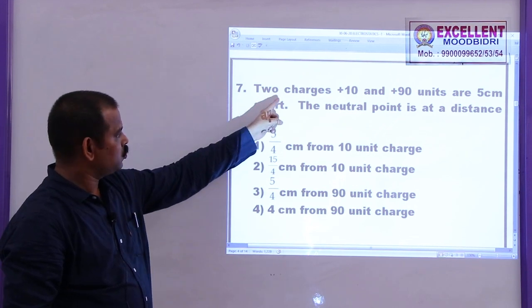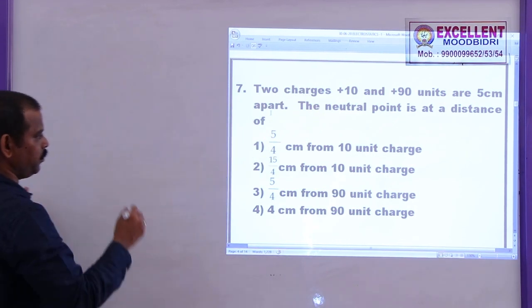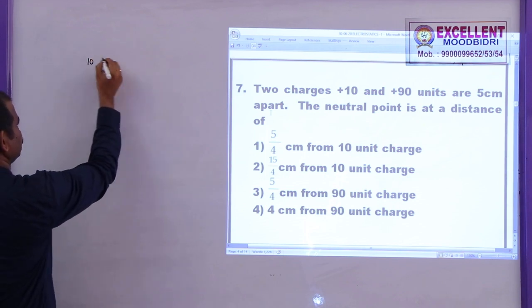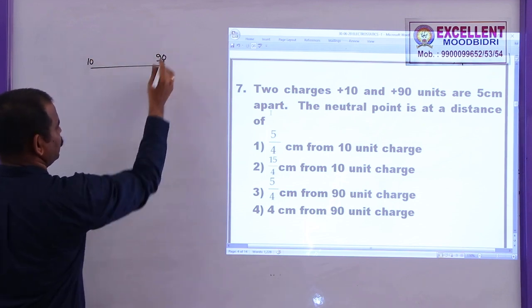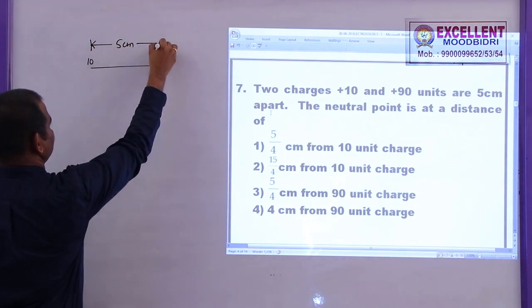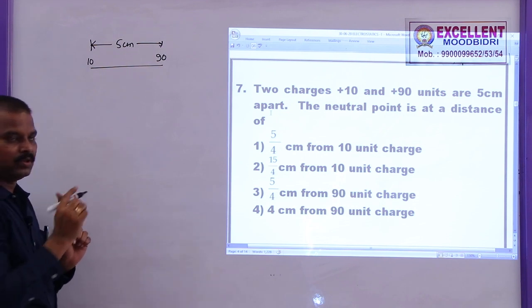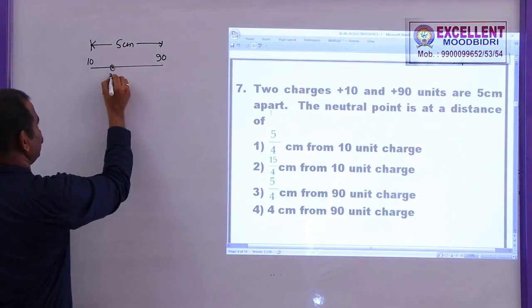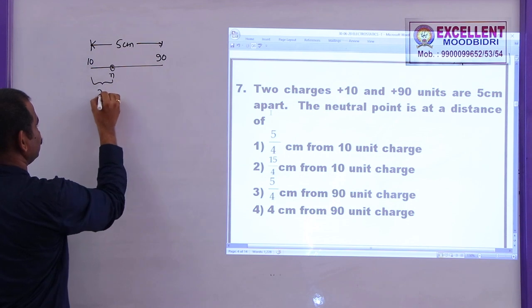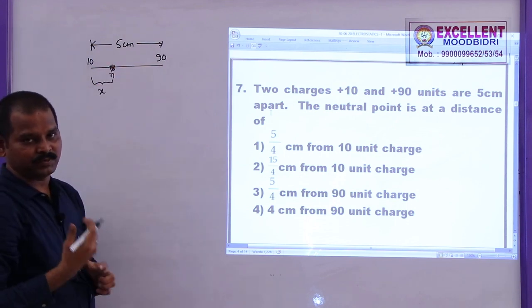Seventh one, two charges, 10 and plus 90 units, are 5 apart. Neutral point is at a distance of. So the first charge is 10, the second charge is 90 units. Separation between these two is 5 centimeters. And what is the neutral point? The neutral point will always be formed nearer to the smaller charge. So this is the neutral point. Let the distance between these two be x. Then at this neutral point, net force or net electric field must be equal to 0.